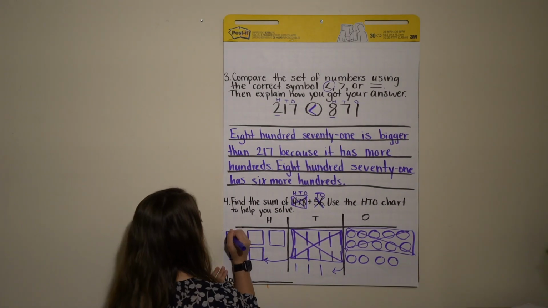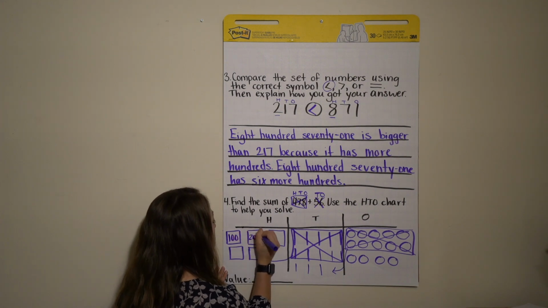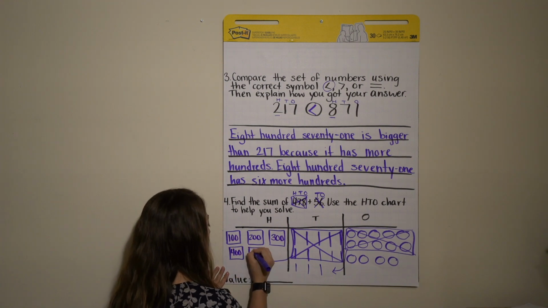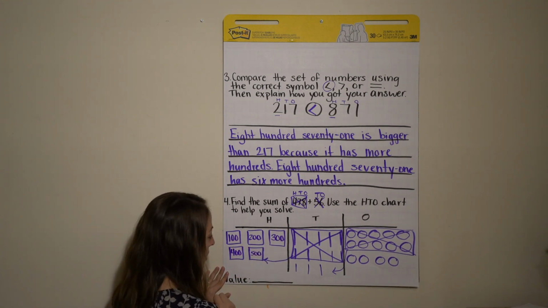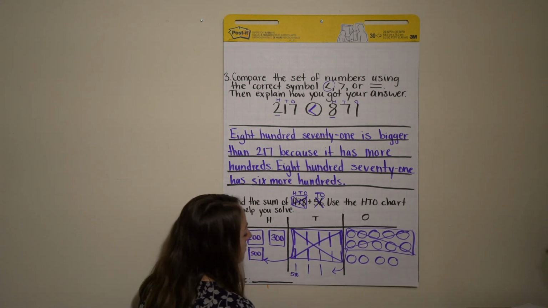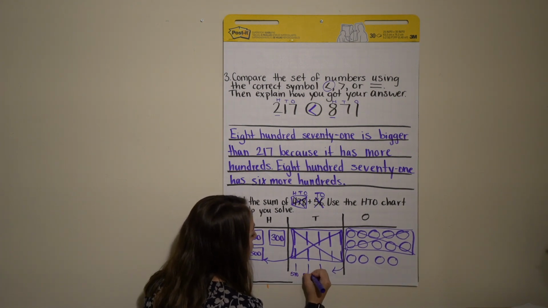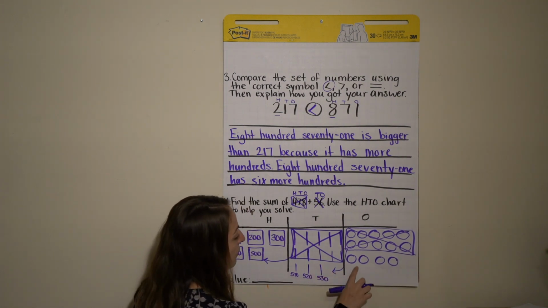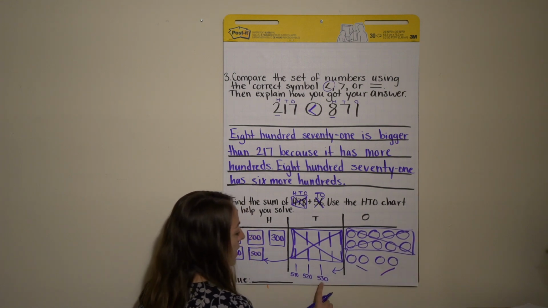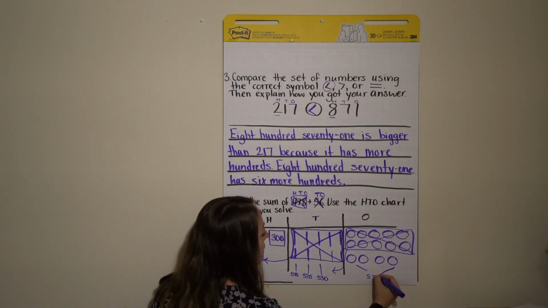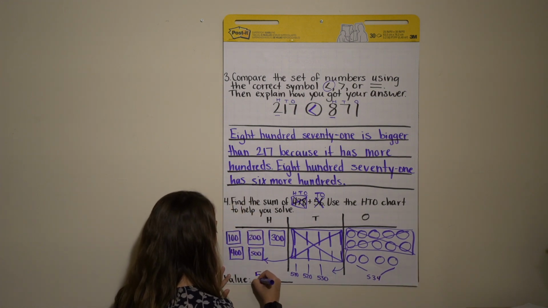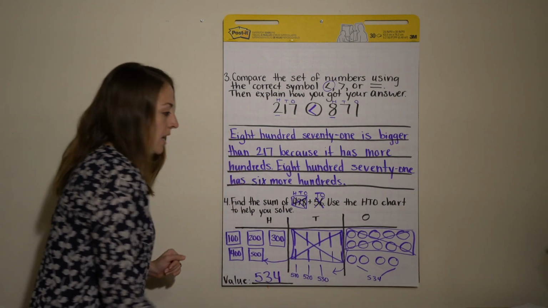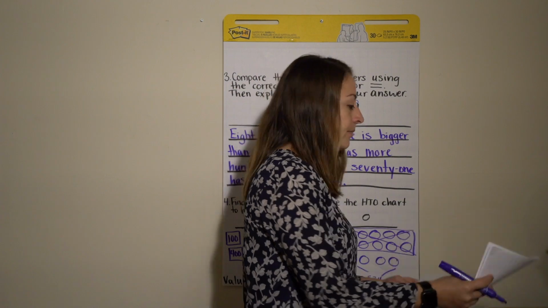Okay, so 100, 200, 300, 400, 500, 510, 520, 530, and then we have four here. So put that together and it's 534. That is our value.